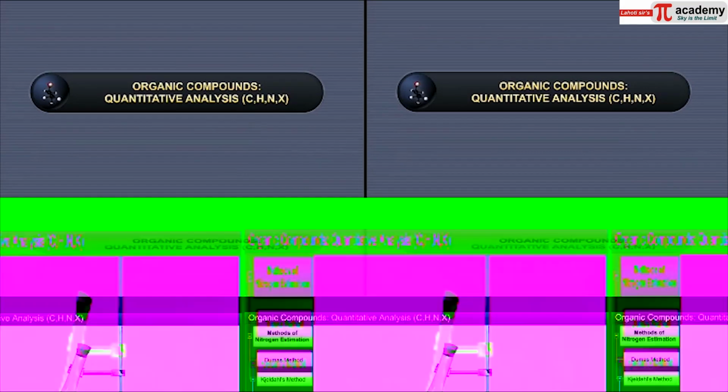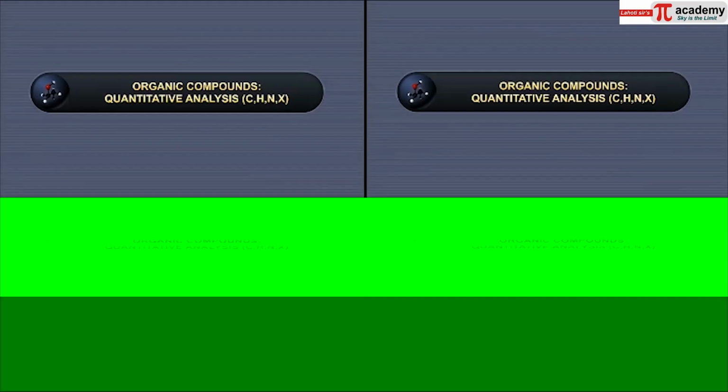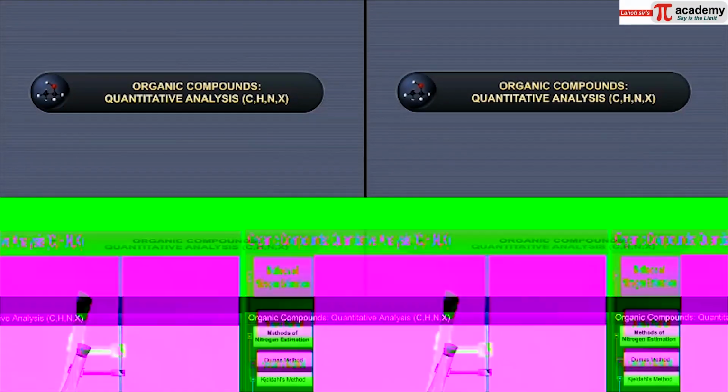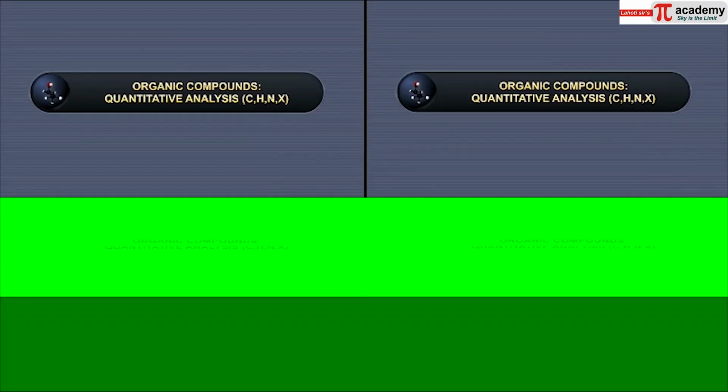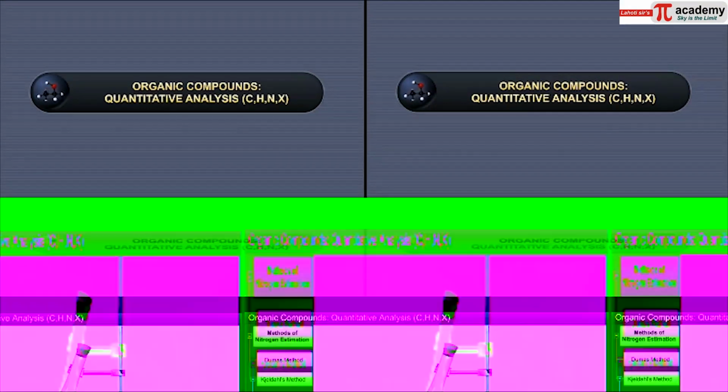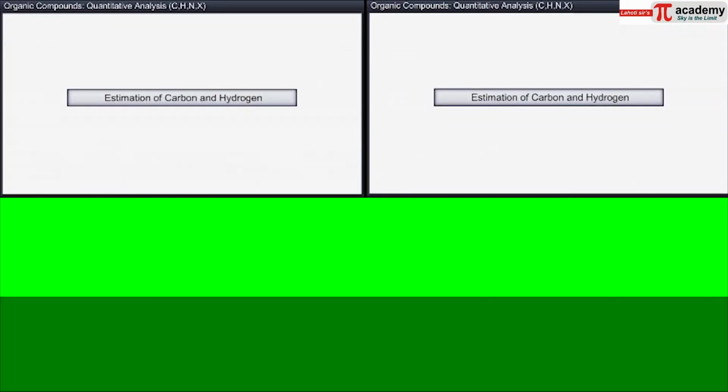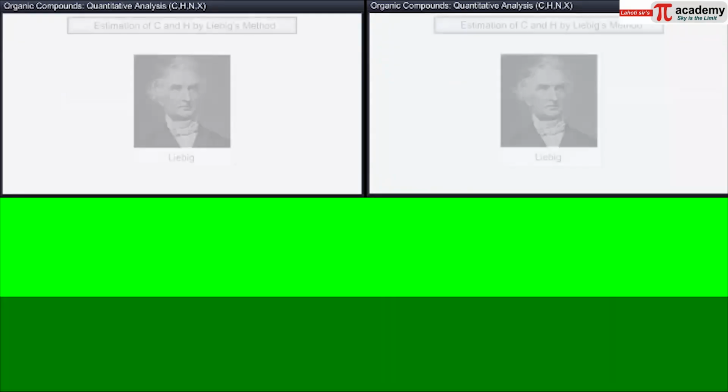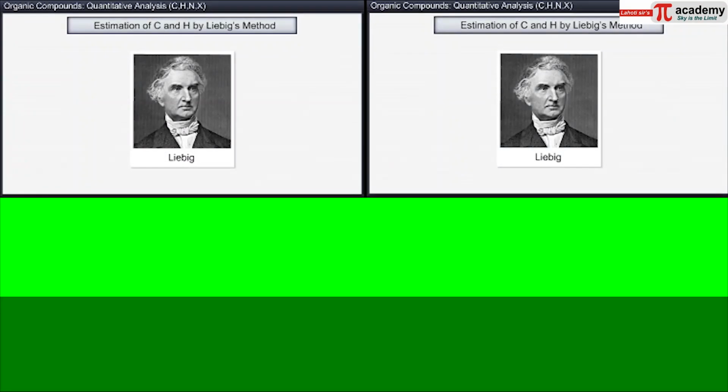In this module, you will learn to calculate the percentage composition of the elements present in organic compounds. This is also known as quantitative analysis. First, let us see the method of estimation of carbon and hydrogen in an organic compound. Carbon and hydrogen in the organic compound are estimated by Liebig's method.